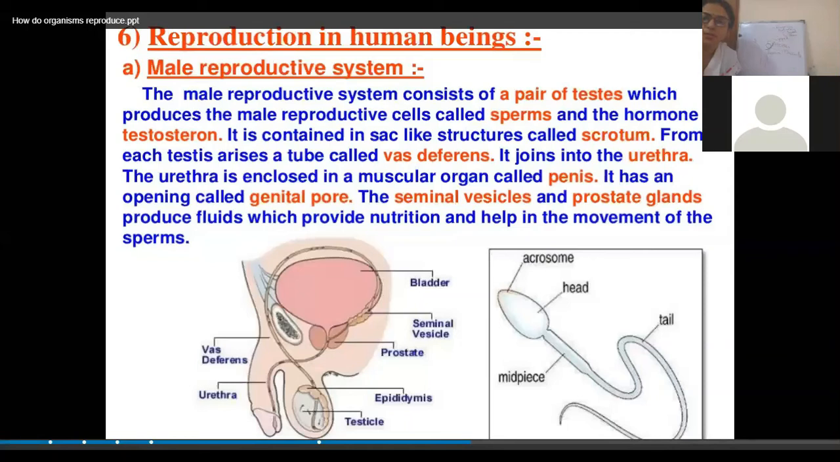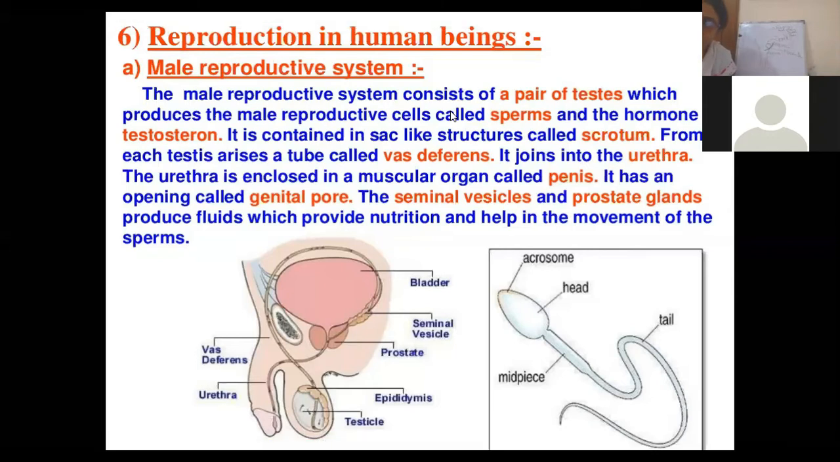We have already discussed in my previous lecture what the secondary sexual changes among the boys and the girls are, which are there due to the production of the sexual hormones. For boys it is testosterone, and for girls it is estrogen and progesterone, which bring the secondary sexual changes. Right, we have already discussed that.